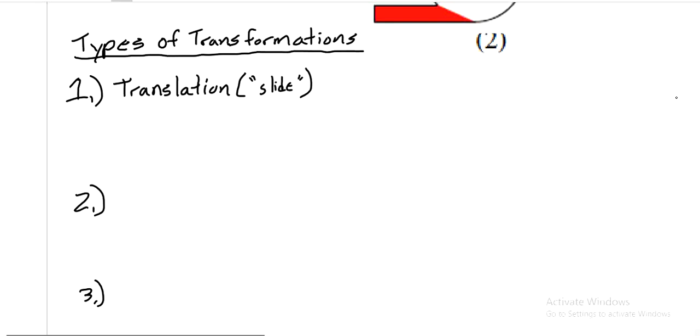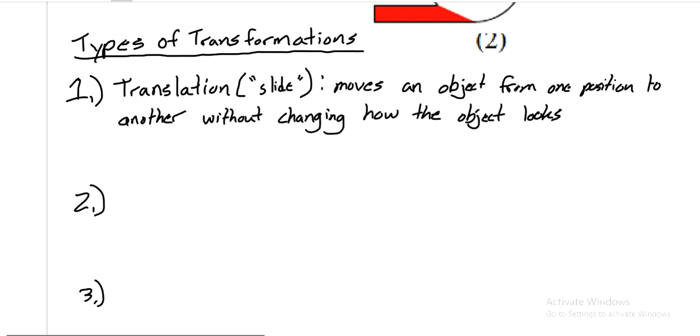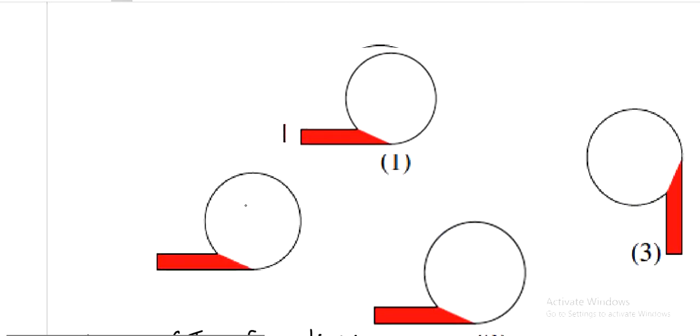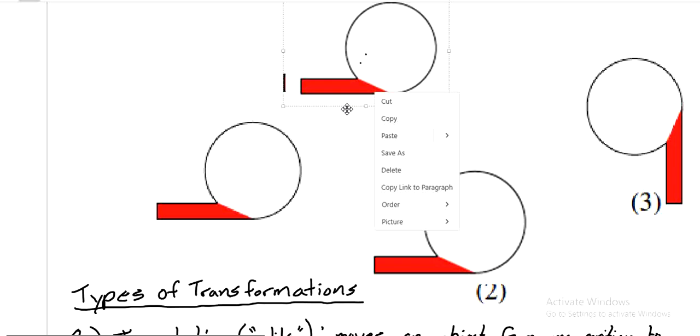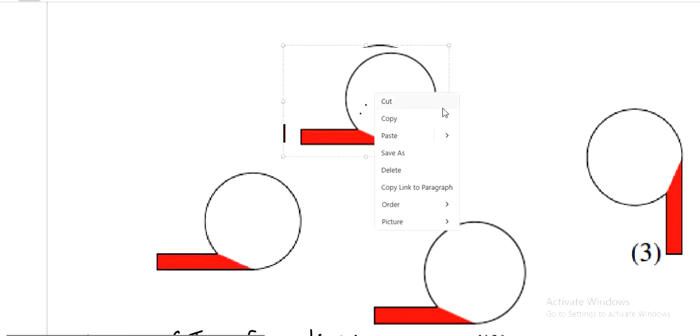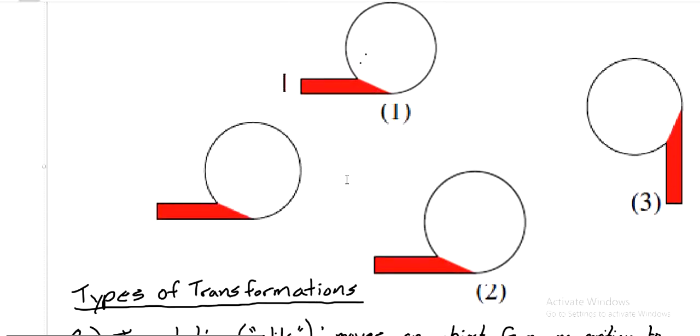So a translation moves an object from one position to another without changing how the object looked. And again, we can see this, our original, and the position number 1 pretty much look the same, just in a different spot on the paper. All right, so translation, pretty simple. Let's go on to number 2.